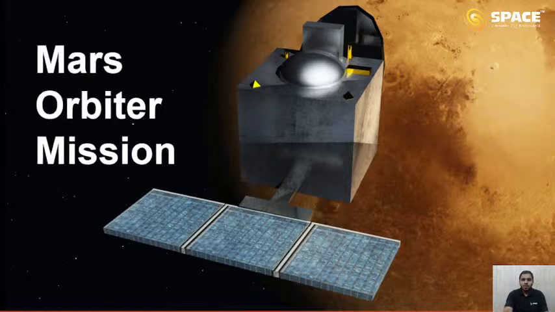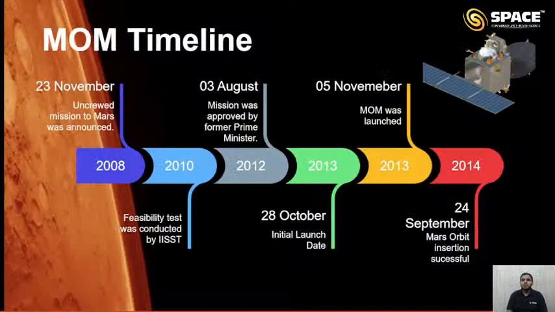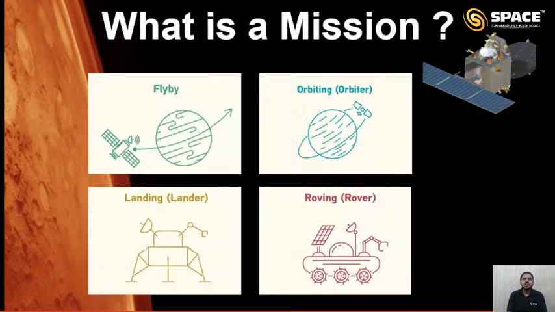Now, talking about the Mars Orbiter Mission: you must have understood one thing, that it's a mission that was sent to Mars. And the second thing is that it's a kind of orbiter. I'm saying Mars orbiter, and then I'm saying mission. So what does the term mission mean? Before moving ahead, I want to talk about this timeline, but before that, let's understand what a mission is.